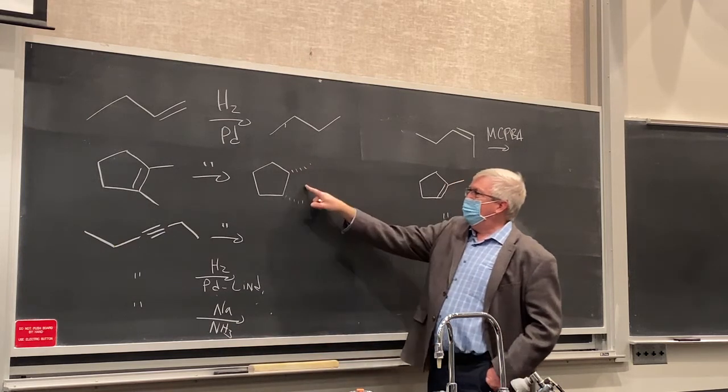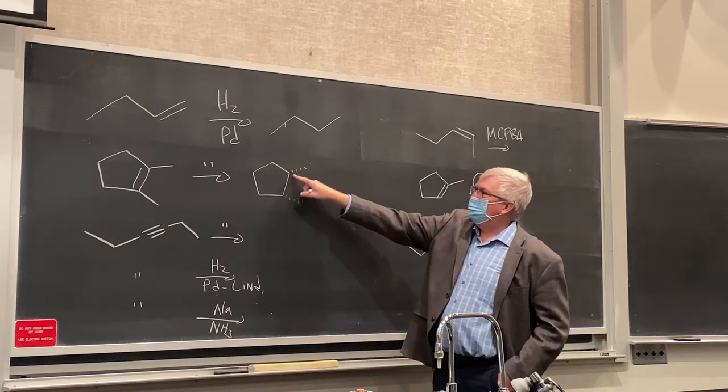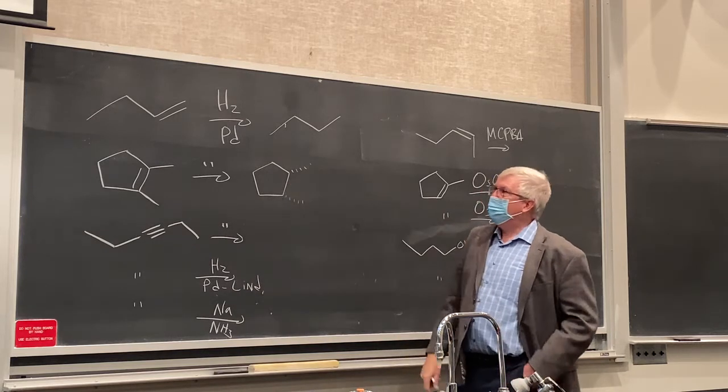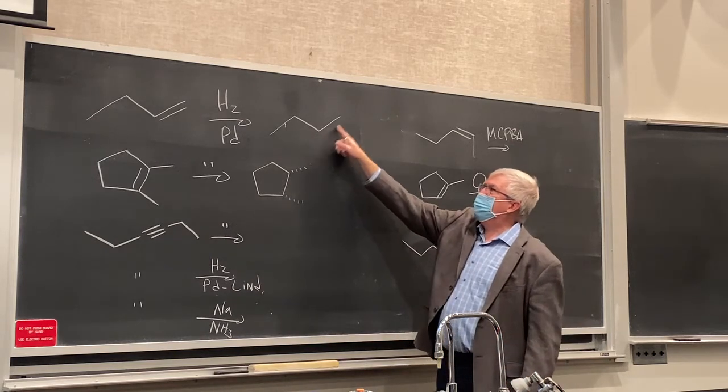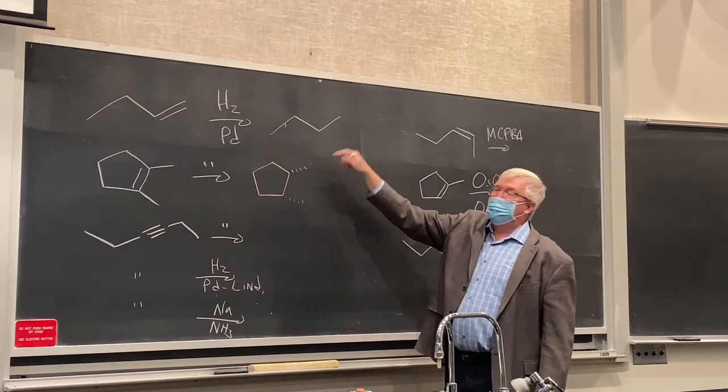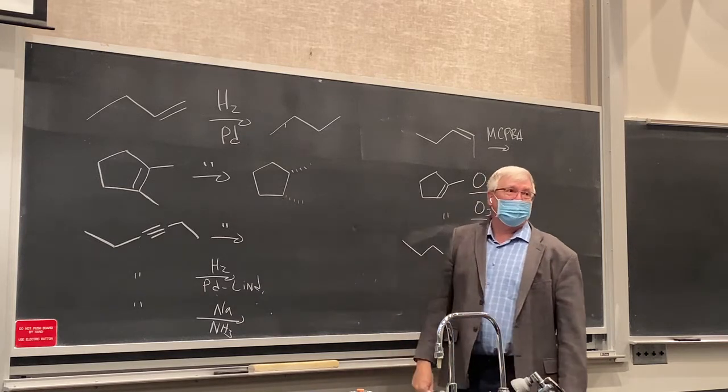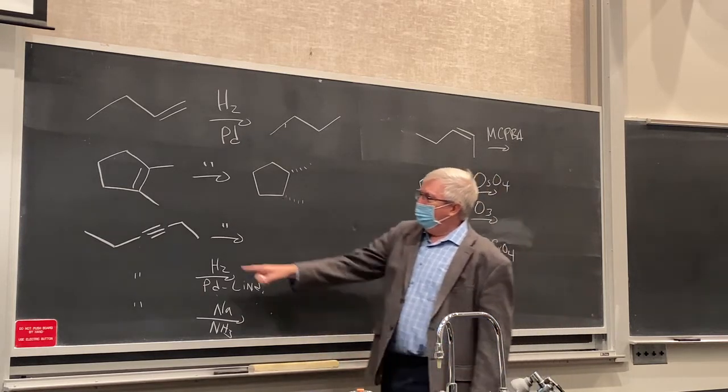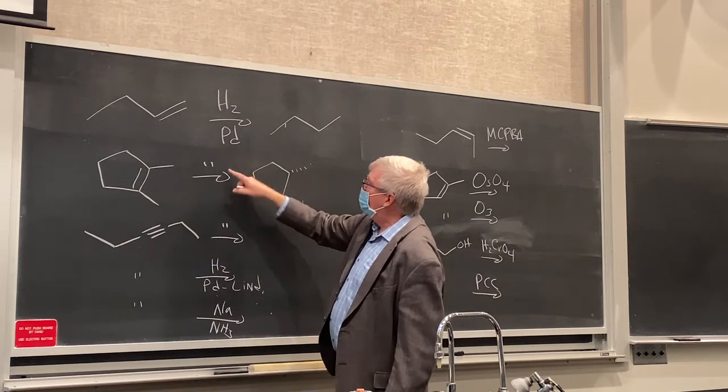Okay. So again, the alkane, but there you can see some stereochemistry. You don't always see it. Here, the stereochemistry doesn't matter. But here it does, often on these cyclic ones. How about with an alkyne, with hydrogen and palladium?